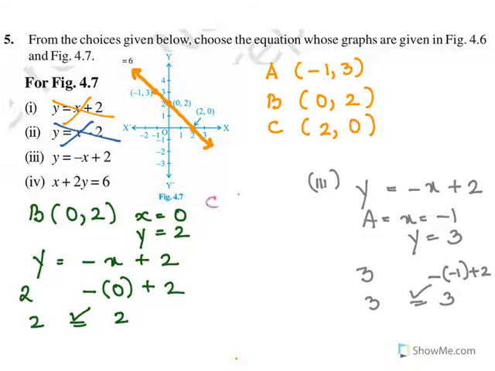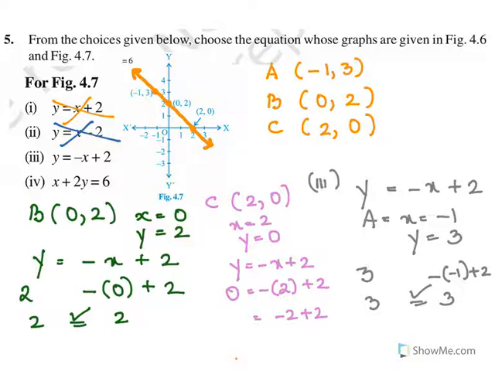The point C. Point C is (2, 0). So x equal to 2, y equal to 0, and we are checking for y equal to minus x plus 2. So y is 0, minus of x, x is 2, minus 2 plus 2. So this is minus 2 plus 2, 0 equal to 0. So yes, it satisfies. So this is the right answer. This is wrong.